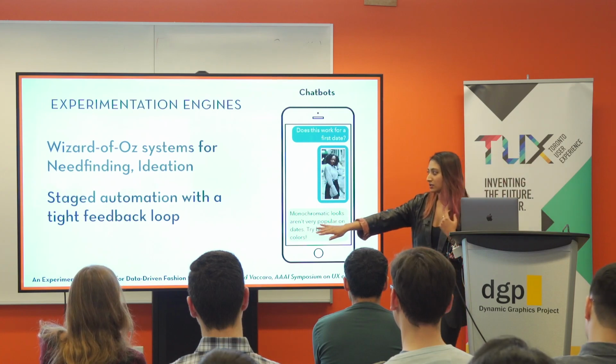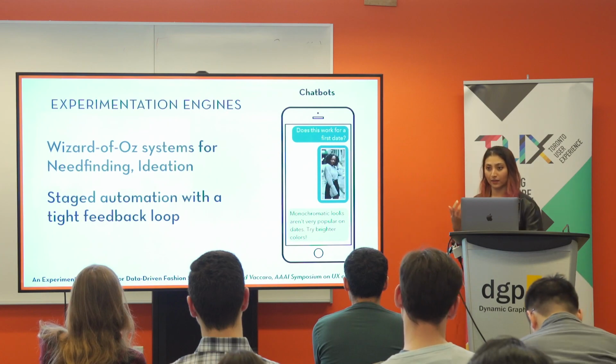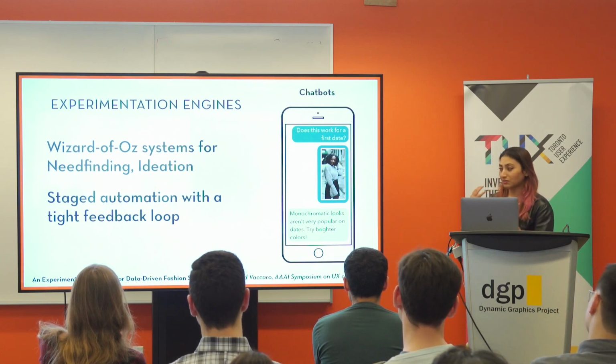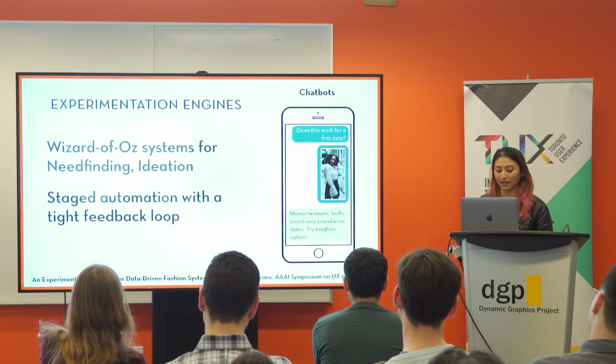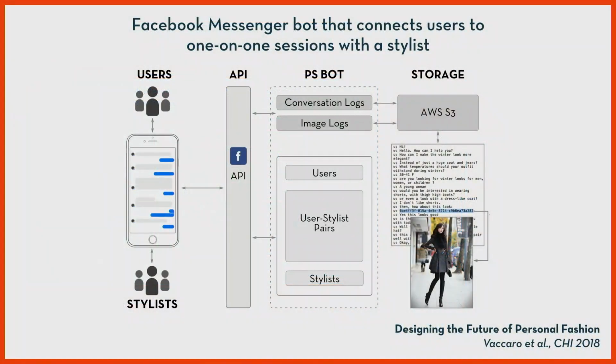But what you get to do is be in a tight feedback loop with the user so you can iterate very quickly. So chatbots are actually a great way to do this. So that's the instantiation of the experimentation engine that we used. And so we built a Facebook Messenger bot that basically connects users to one-on-one sessions with the stylist initially. So this is how we initially Wizard of Oz the system so that we can do need finding.